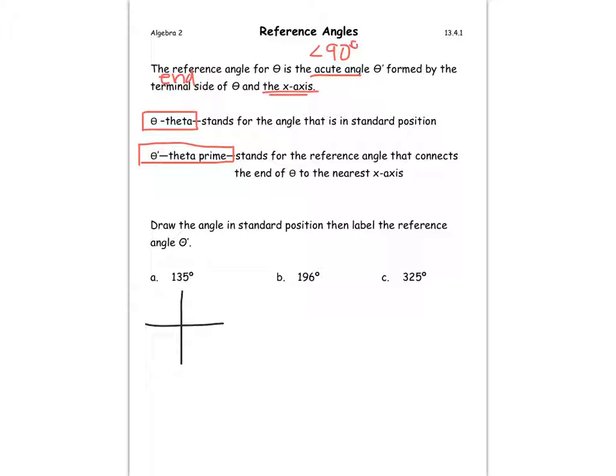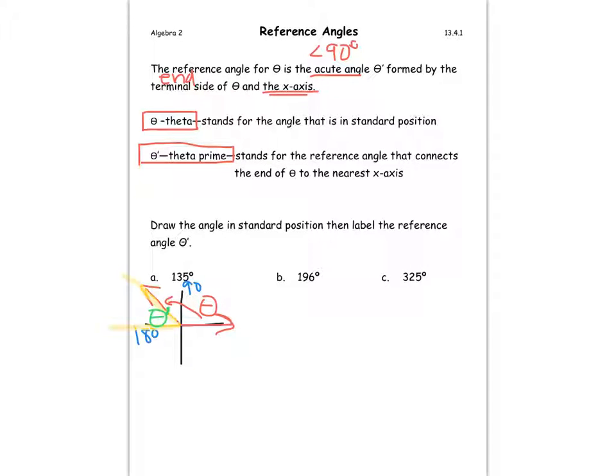In standard position, everything starts at 0 degrees. 135 degrees is bigger than 90, but smaller than 180, so it would be over here. The reference angle is between where your angle stops and the x-axis. So the reference angle, theta prime, is going to be here, because the original angle, theta, was here. You don't need to label theta, but we do need to label theta prime. That's this green one over here to the side.